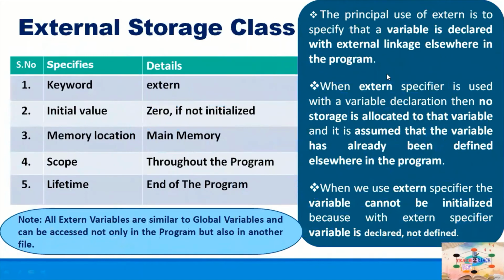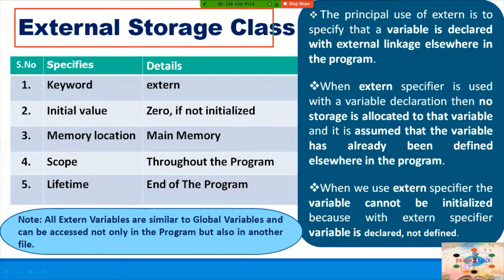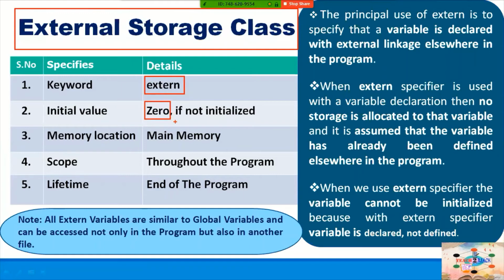Now, last but not least, the external storage class. The keyword is extern. Its initial value is similar to static, it is 0 if not initialized. External variables are also called global variables. Its memory is main memory, meaning the variables declared as global with the help of the keyword extern will occupy memory within the main memory, and its scope is throughout the program. Its lifetime is the end of the program.